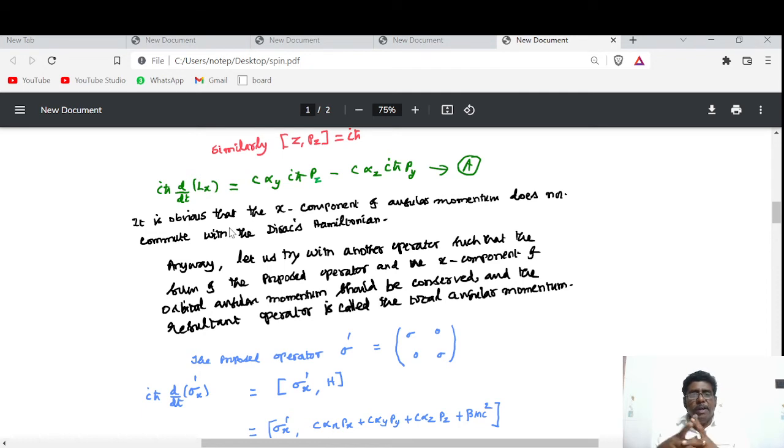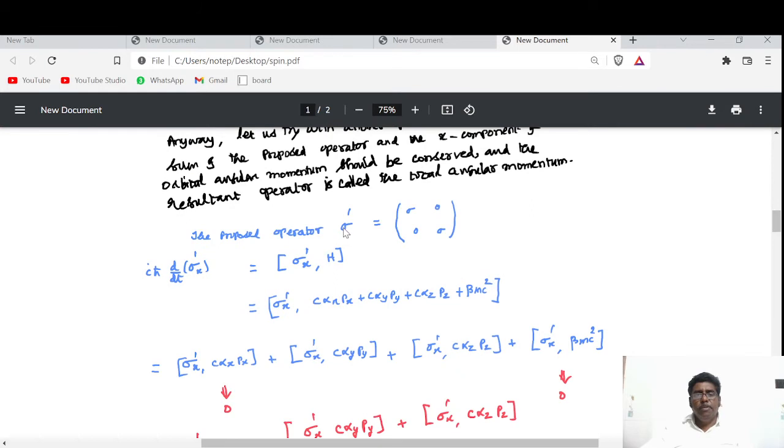So the total term Lx plus added operator is called as total angular momentum. If Lx plus added term is total angular momentum, then the added term should be the spin angular momentum, because the total angular momentum is the sum of orbital and spin angular momenta. In that way, we have to propose an operator. The proposed operator is sigma dash. The value of sigma dash equal to [sigma 0; 0 sigma].